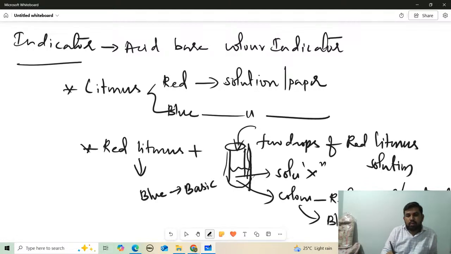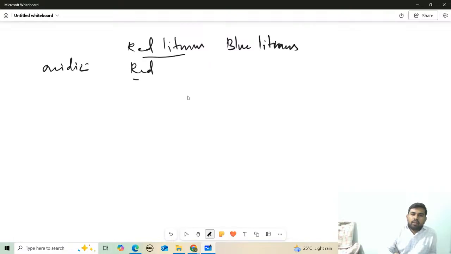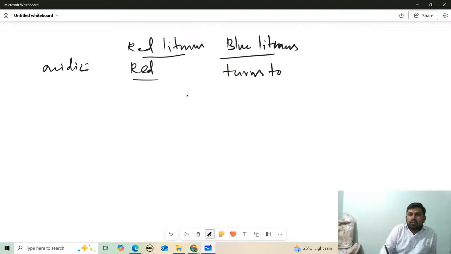This you please remember. Generally we have two papers, red litmus and blue litmus. Suppose it is an acidic solution, then red litmus paper remains red. If I take a blue litmus, it turns to red.